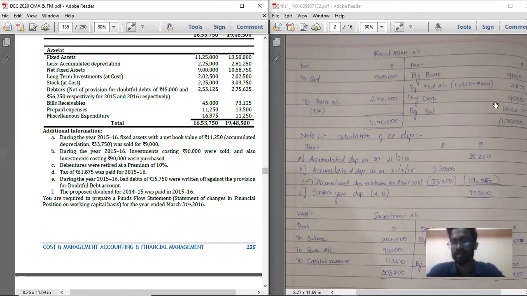By depreciation 90,000. Then you have sold net book value 11,250 at 9,000. So 9,000 rupees is by bank. Then the remaining loss is by P&L account. So you will get the opening balance and closing balance. Total it. The balancing figure is nothing but purchase of fixed asset.